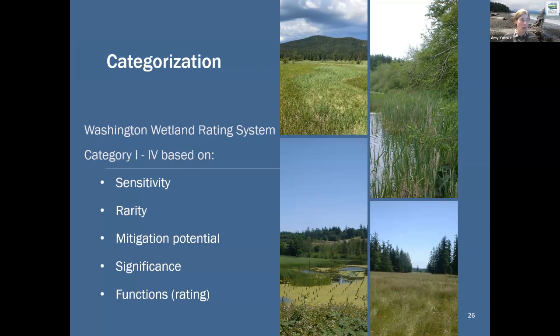So Category 1 wetlands are those that are especially sensitive or significant, or they rate very high for functions and should be protected at the highest level. Category 4 wetlands have lower levels of functions when compared to other wetlands. They do have functions and they can be important in some areas where those functions are needed, so we don't discount them completely.